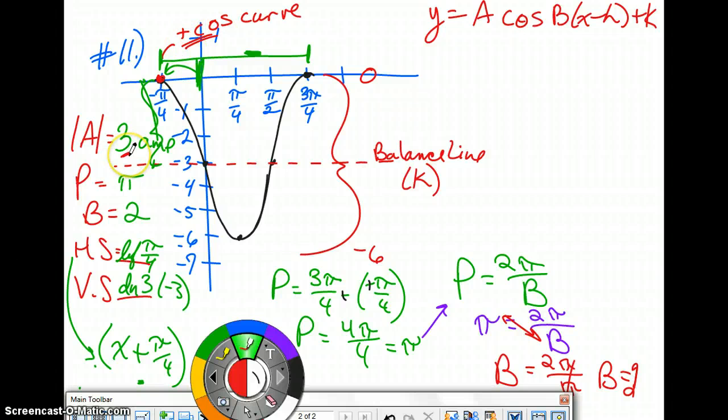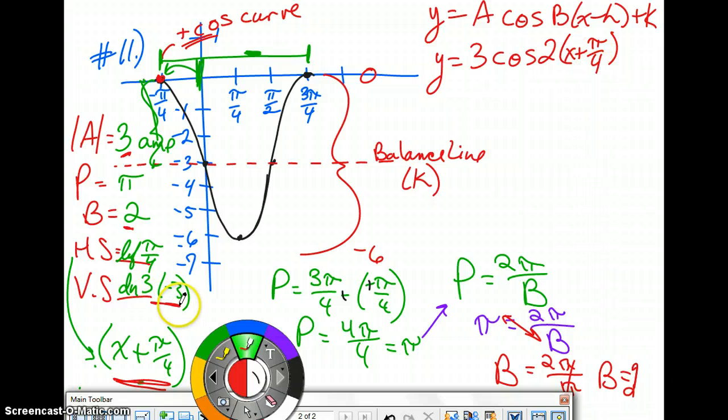So I'm going to take this 3, and it's going to be y equals positive 3 cosine. We figured out the b value had to be 2, so 2, parentheses. We figured out our set of parentheses has to be x plus pi over 4. And then we also figured out that our vertical shift right here, we went down 3, so we're going to put a minus 3 on the back. And that is the equation for cosine.